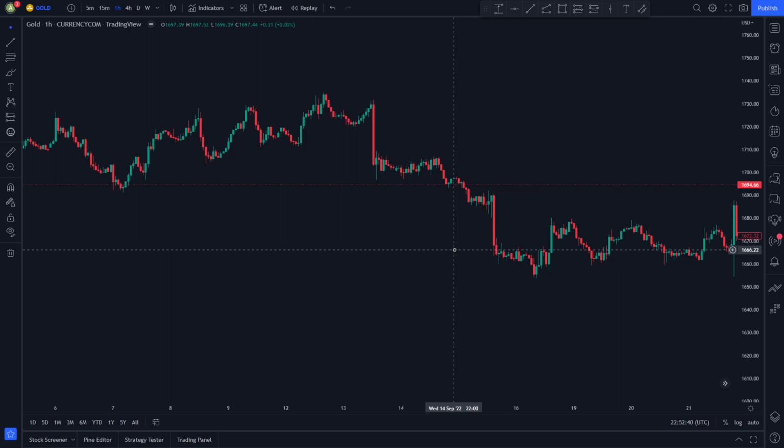Okay, so for this strategy we will be using 2 indicators. The first indicator we are going to use is the MACD indicator. The MACD indicator is a trend following momentum indicator that shows the relationship between 2 moving averages. We will be using the MACD indicator for our entry positions.